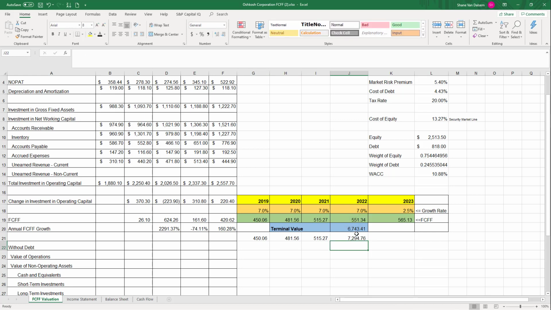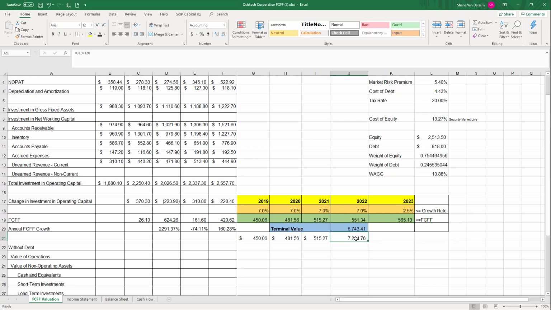So the free cash flows of the firm for the future, 2019 we expect it to be 450.06. In 2020 we expect it to be 41.56. In 2021 we expect it to be 515.27. And then in 2022 we expect the free cash flows of the firm to be 551.34. And then the value of operations at that time, at the end of 2022, to be $6.743 billion. And that's what we could sell those operations for.